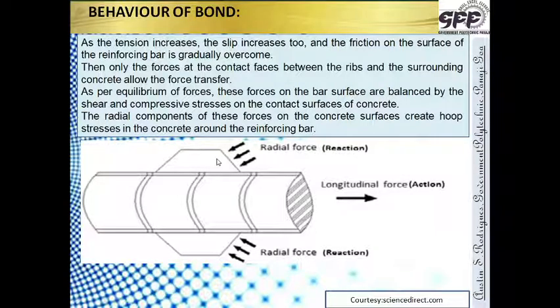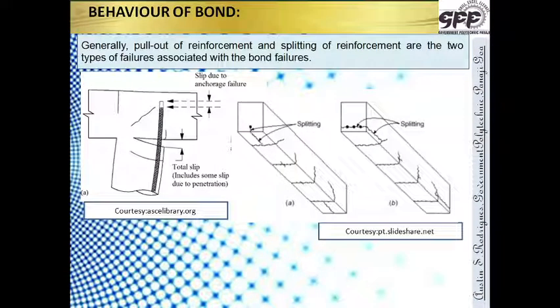Now as per the equilibrium of forces, these forces on the bar surface are balanced by the shear and compressive stresses on the contact surface areas of concrete. Now the radial components of these forces on the concrete surfaces, as shown over here, create hoop stress. Hoop is the one which is surrounding all this in the concrete around the reinforcing bar. The hoop stress is created over there.